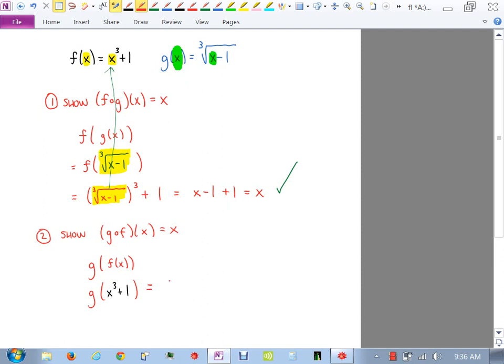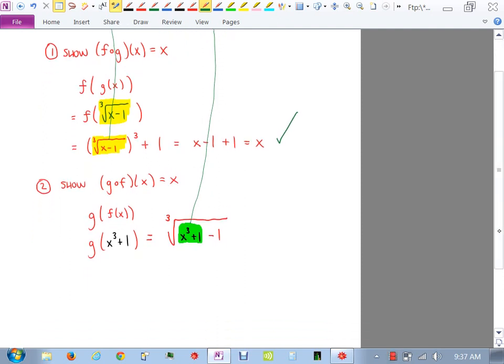So this becomes the cube root of the x cubed plus 1, but then I have to subtract 1. So that is getting plugged in right there. Does that make sense? Now you have to kind of do what's underneath that root first. X cubed plus 1 minus 1. Yeah, the plus and minus 1 cancel, so you're left with cube root of x cubed. And the cube root of x cubed is just x. So it verifies.